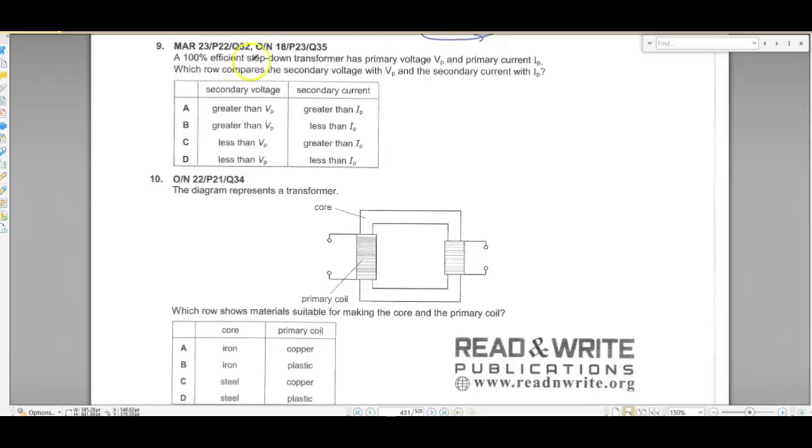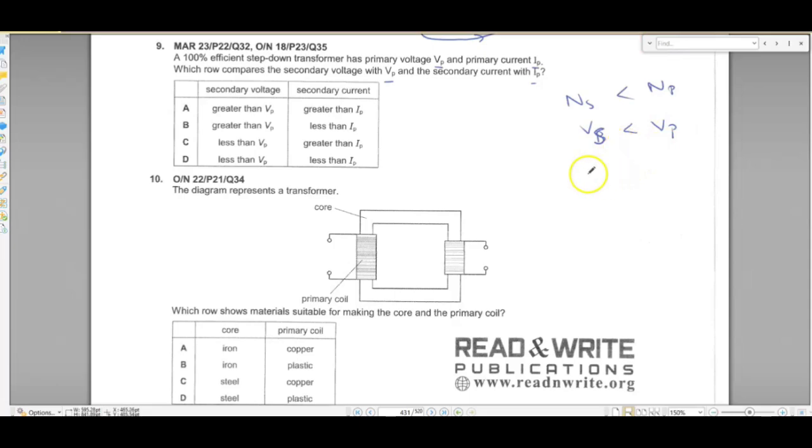Question number 9. A 100% efficient step-down transformer has primary voltage Vp and primary current Ip. Which row compares the secondary voltage Vs and the current Is? Now, in a step-down transformer, we know that Ns and Vs are less than Np and Vp.